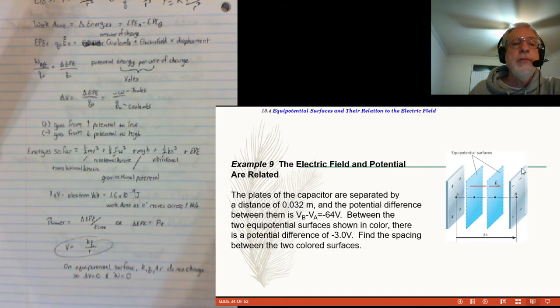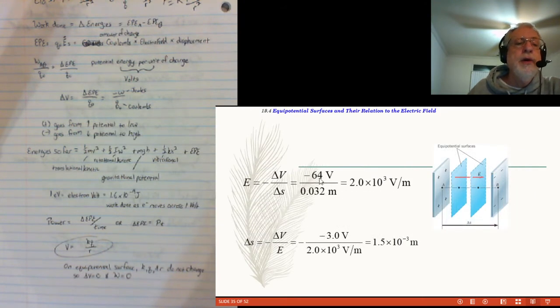So you have these two plates, and I know the distance between the two plates, delta S, is 0.032 meters. I know the potential difference over that entire 0.032 meters is negative 64 volts. If I put two other equipotential surfaces in there, the difference between those two surfaces is negative 3 volts. How far apart are they? Well, if the total is negative 64 volts, the volts per distance, 64 divided by 0.032, is 2.0 times 10 to the third volts per meter.